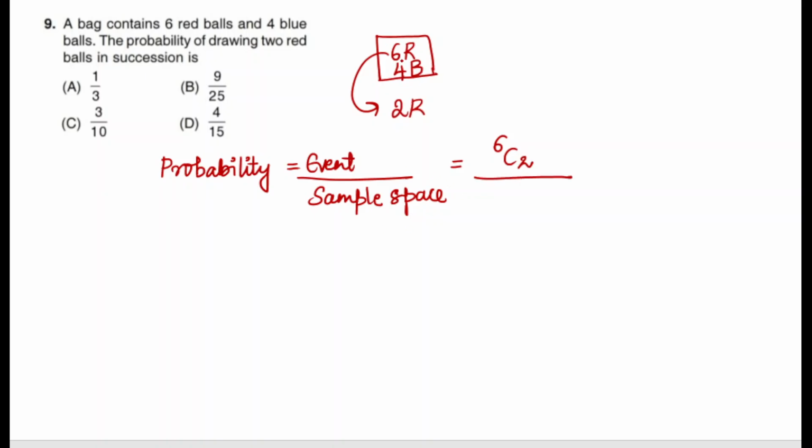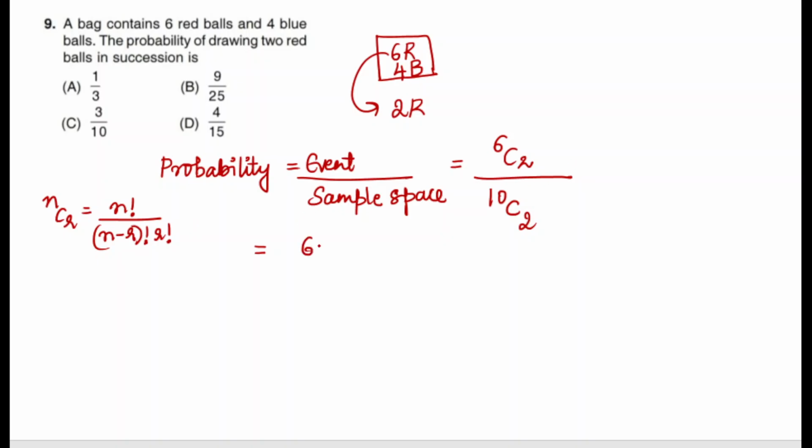How many balls do we have? Total we have 6 plus 4, 10. Out of 10, how much are we taking out? We are taking out 2. Alright, now this is the equation. Now we just need to solve this equation. Now the formula for combination I'm going to write here, nCr, which is equal to n factorial divided by n minus r factorial into r factorial. I hope everyone knows this formula.